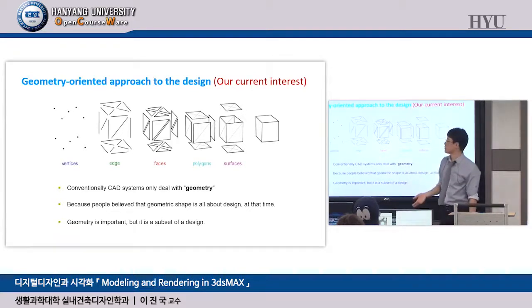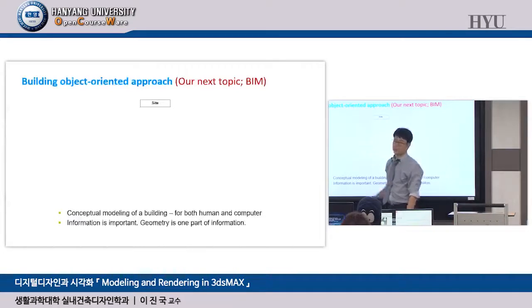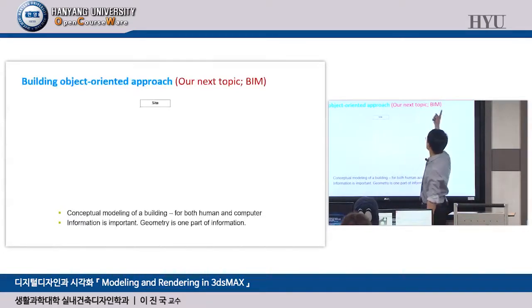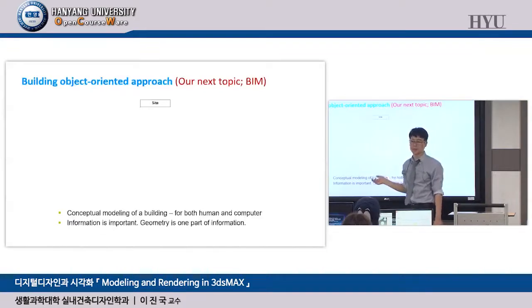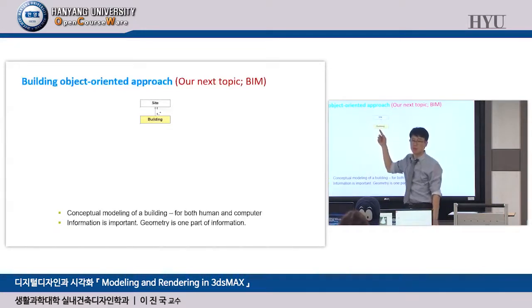So what's next? Let's take a look at this one. What else except the geometry-oriented approach? This is the building object-oriented approach. Our next topic, BIM, is here, simply described. Here is a site. Take a look at this notation. One site has one... star, this notation means one or many, okay? So one site has one or many buildings. One building has one or many floors. One floor has one or many spaces, rooms, okay?